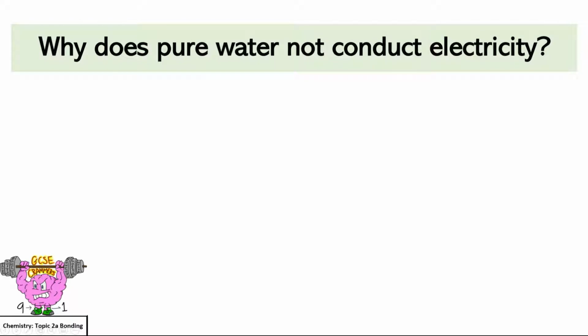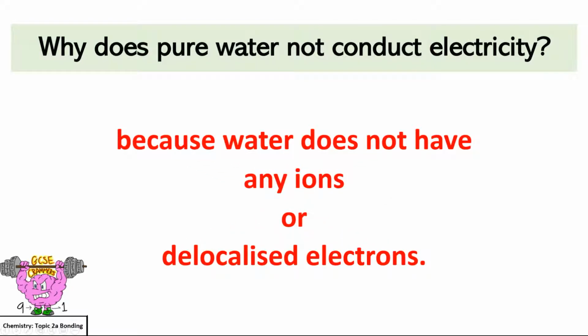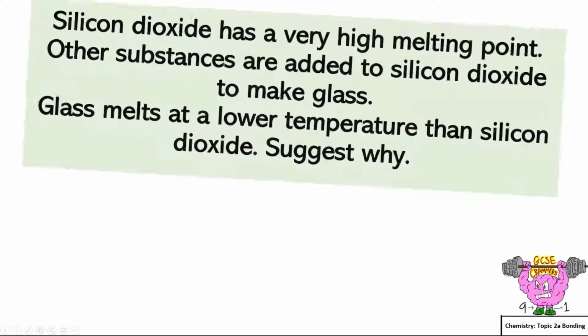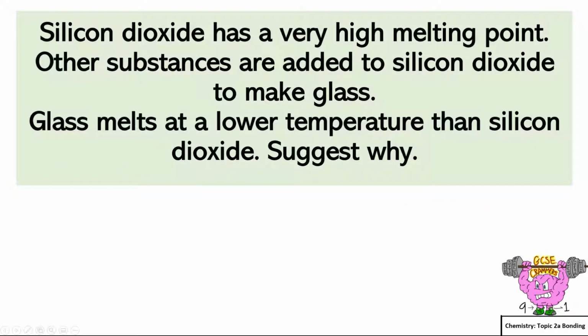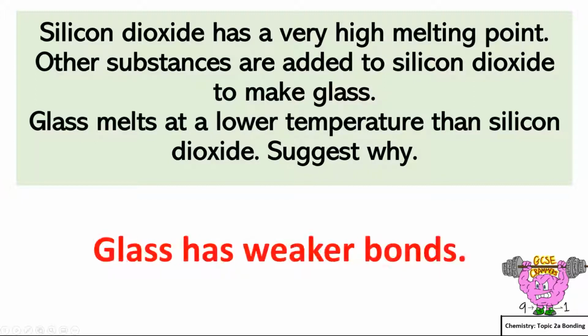Why does pure water not conduct electricity? Because water does not have any ions or delocalized electrons. Silicon dioxide has a very high melting point. Other substances are added to silicon dioxide to make glass. Glass melts at a lower temperature than silicon dioxide. Suggest why. Glass has weaker bonds.